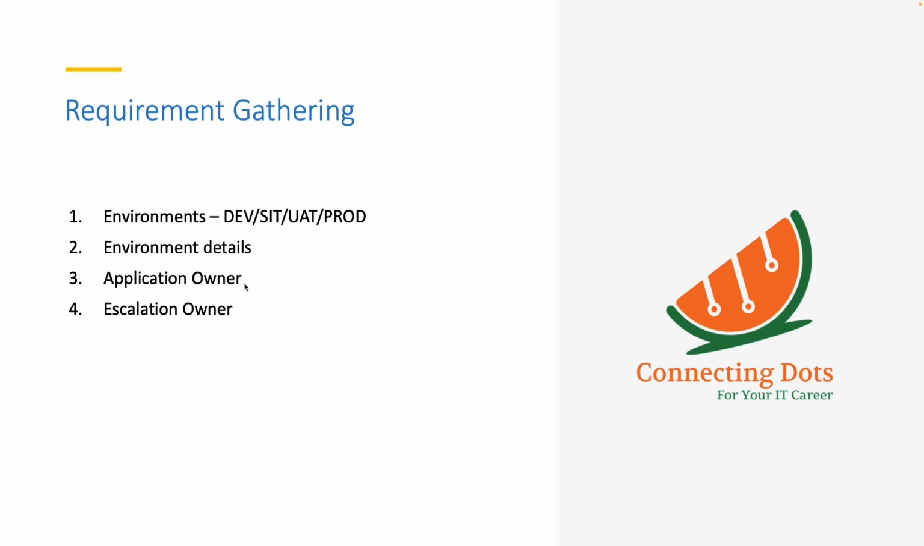Next is environments. For requirement gathering, you need to know which environments you need to work on. As I said, dev or SIT or UAT, you can take any one or two at most, and production, of course, you need to work on. For environment details, you need to ask for the IP address, host name, and what kind of authentication you are going to use: basic authentication, OAuth, or token based. Then who is the application owner and who is the escalation owner. All these details you need to gather. After choosing the connector, only then will you know what kind of details you need to fill in so that you can establish connectivity to your application.